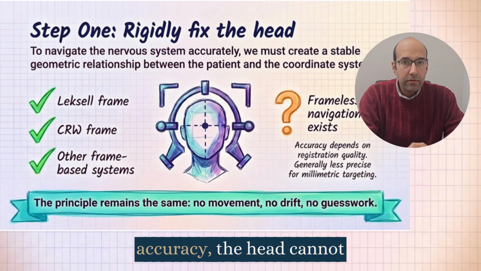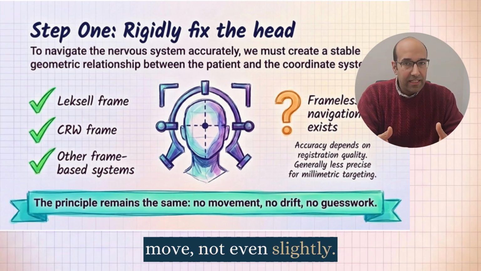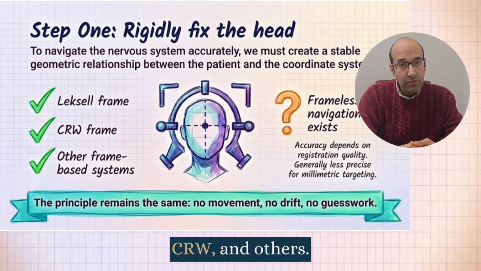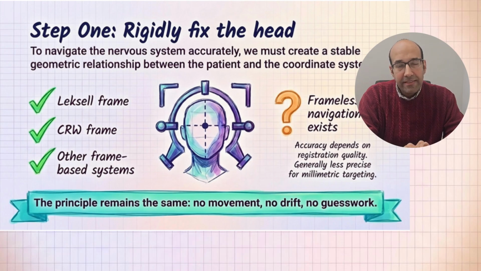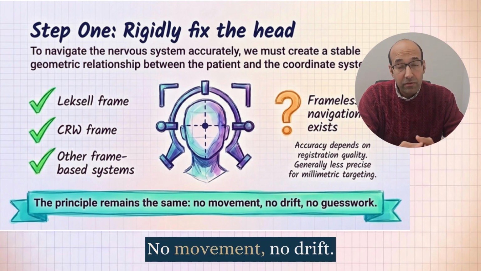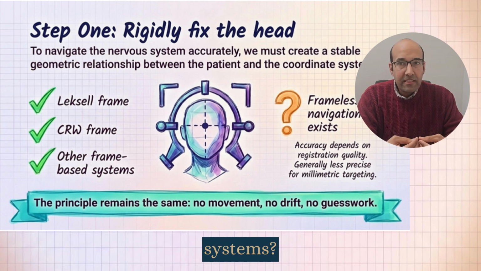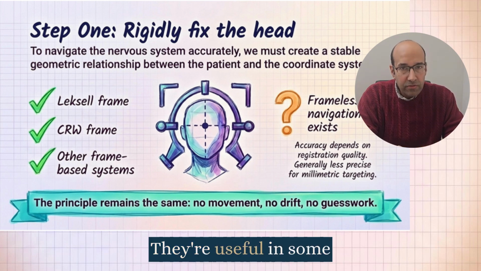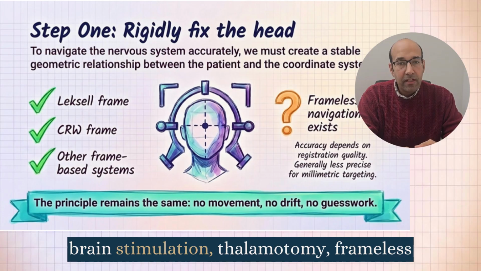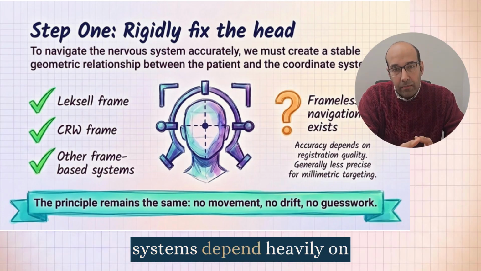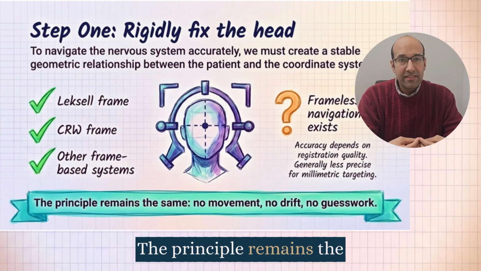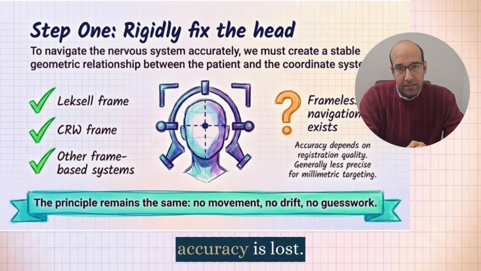To navigate with millimeter accuracy, the head cannot move, not even slightly. This is why we use stereotactic frames, Leksell, CRW, and others. These frames create a stable geometric relationship between the patient's head and our coordinate system. No movement, no drift. Now, what about frameless systems? Yes, they exist. They're useful in some cases. But when it comes to millimetric targeting, deep brain stimulation, thalamotomy, frameless systems depend heavily on registration quality, and they're generally less precise. The principle remains the same. If the head moves, accuracy is lost.